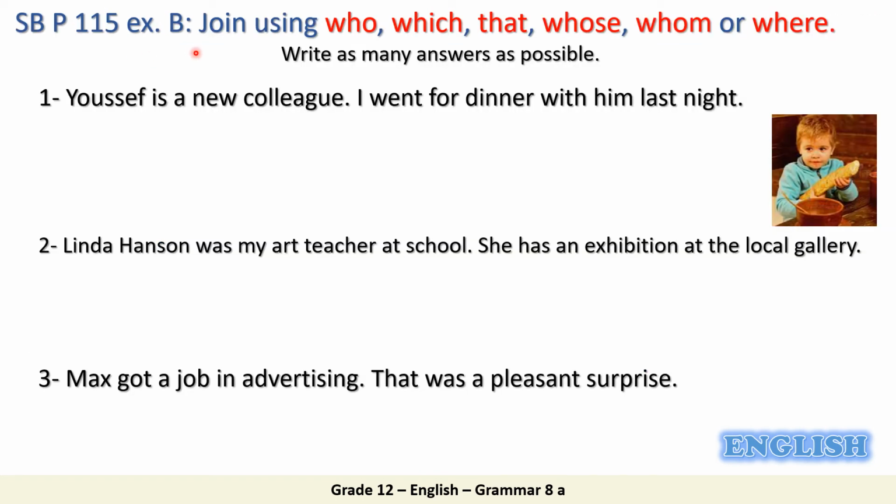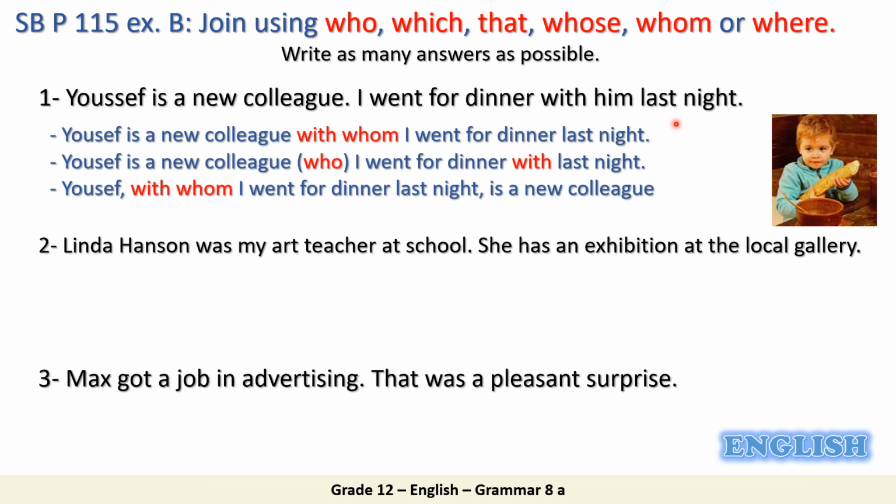In exercise B, there are 7 questions. Please pause here, take your time to answer the 7 questions. Join each of the 2 given sentences using any one of these relative pronouns. Write as many answers as possible. Let's take the first one as an example. Yusuf is a new colleague. This is Yusuf, our new colleague. I went for dinner with him last night.